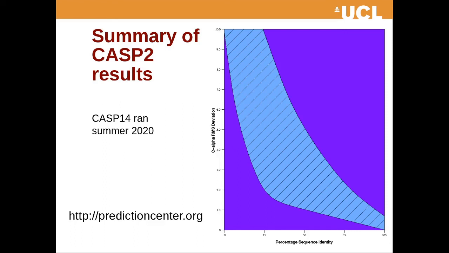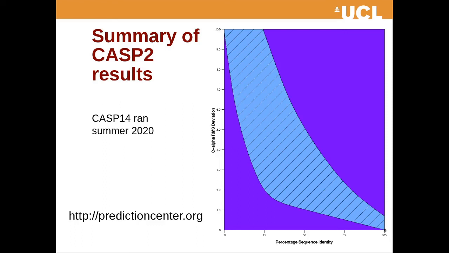Now, you may recall that better than 2 angstroms was something that we're generally looking for, and you can see the 2 angstrom line here. And really you can see then that when you're dropping below about 40% sequence identity, then the majority of the models are far worse than 2 angstroms. Once you're above about 50 to 60%, then the majority of the models tend to be better than 2 angstroms.